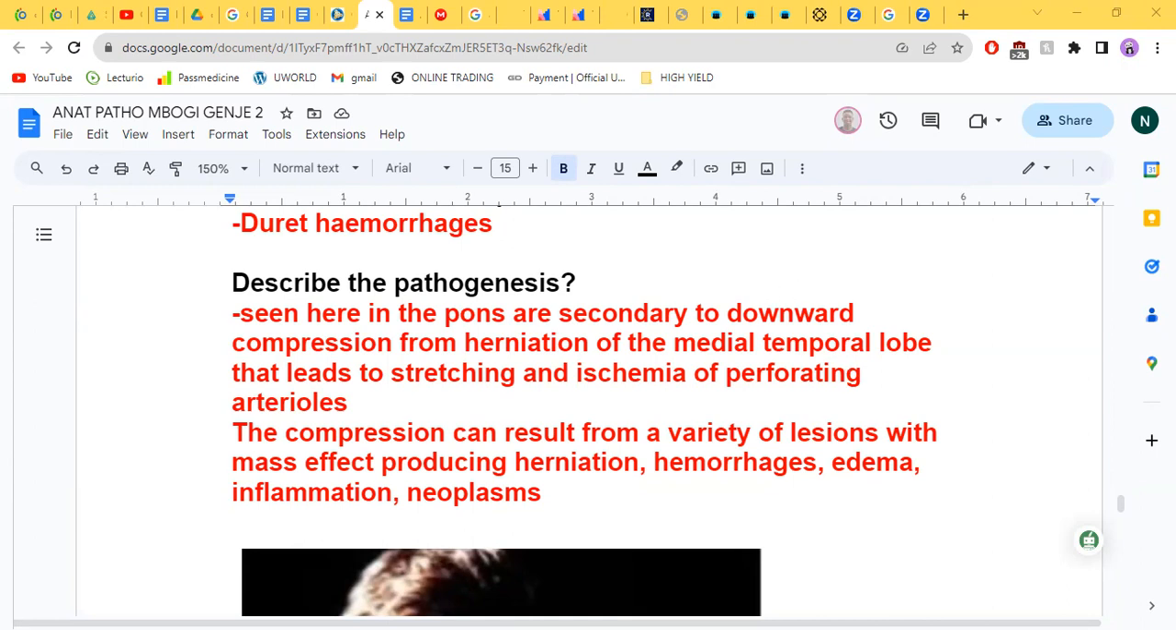So when you have neoplasms or space-occupying lesions, they will tend to push the brainstem downwards. And once you push the brainstem downwards, the pons won't be able to fit inside the foramen magnum. This will lead to cutting off of blood supply inside the pons, and therefore you end up with the Duret hemorrhages. Let's move downward.